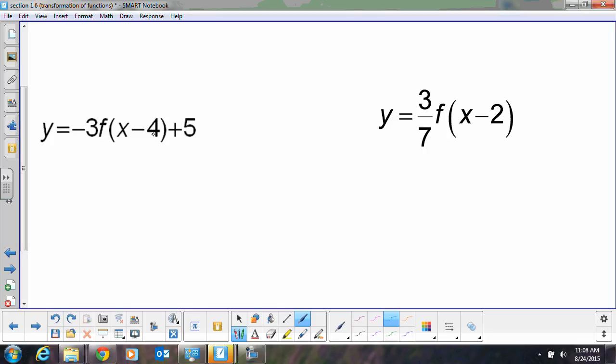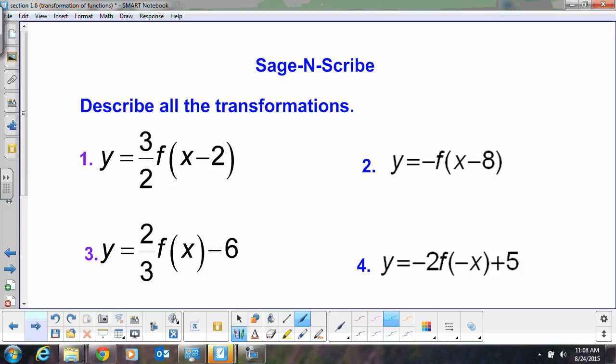All right, so we're going to go to Jack. Jack, do you want the negative or the 3? Okay, what is the negative doing? Reflection over the x-axis. And then, is there anybody I haven't called on? I'm trying to hit everybody. Noah, what is the 3 doing? The 3 is a vertical stretch. Excellent.